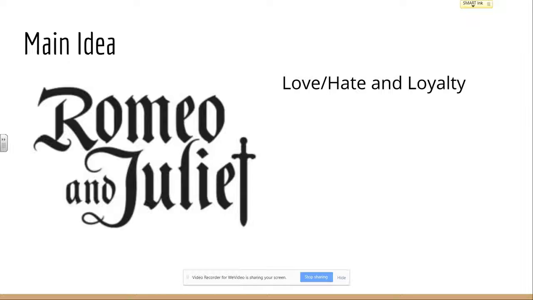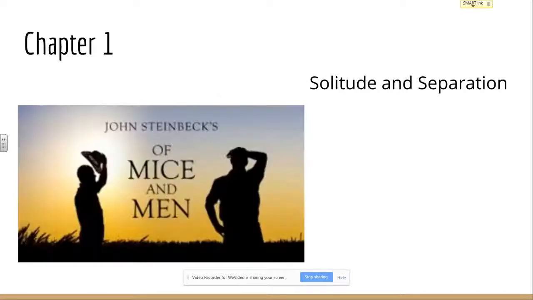Any expert will tell you that the play is about love, but I don't think you need to limit yourself there. You could also talk about it as love and hate if you're looking at the Capulets and Montagues. You could also talk about loyalty, how characters are loyal to their friends and their families. But in either case, those three words could capture the entire main idea of the whole play.